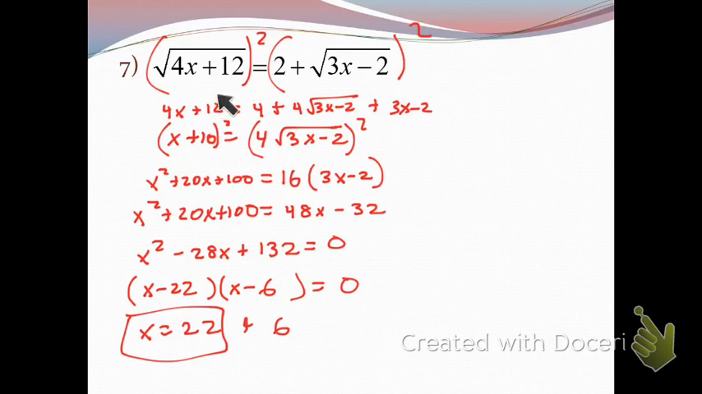Plug in 6. Here we go. 4 times 6 is 24. 24 plus 12 is 36. Square root of 36 is 6. 3 times 6, 18 minus 2, 16. Square root of 16 is 4 plus 2.